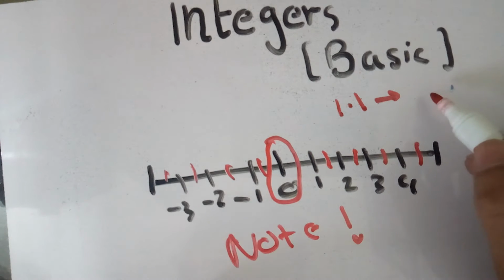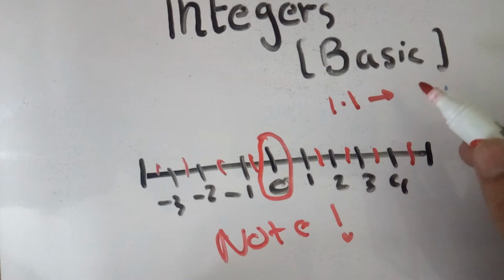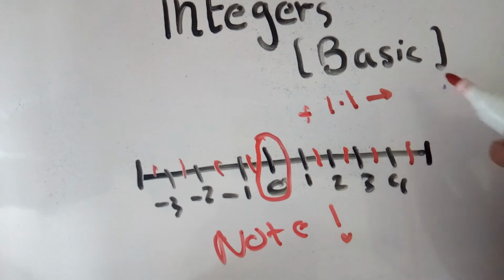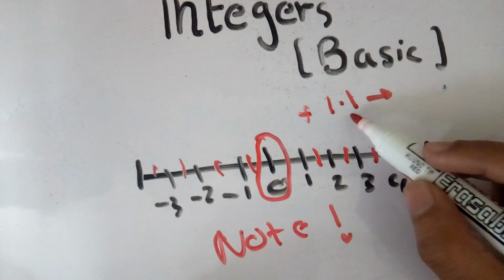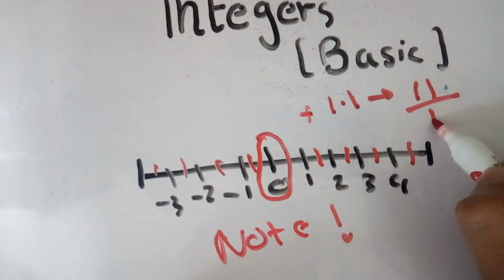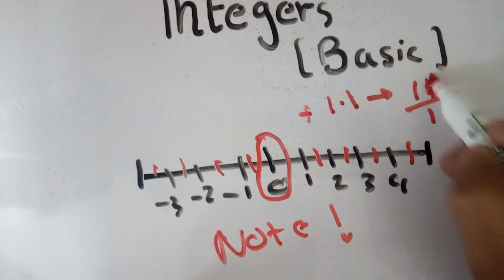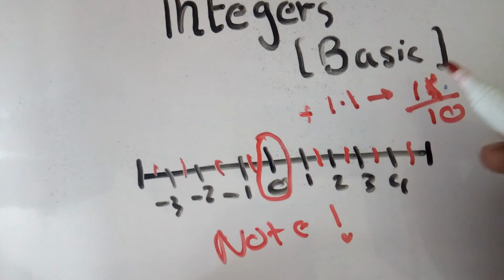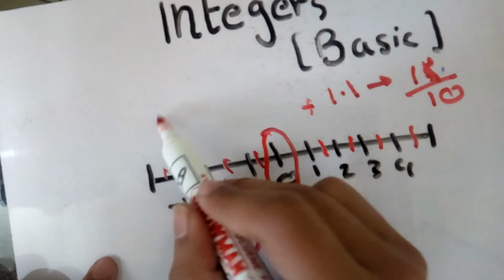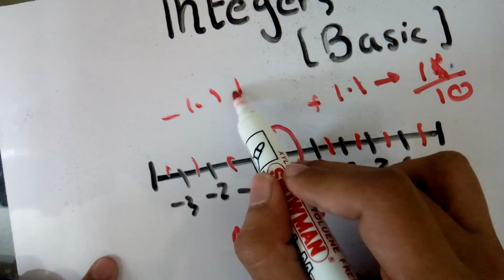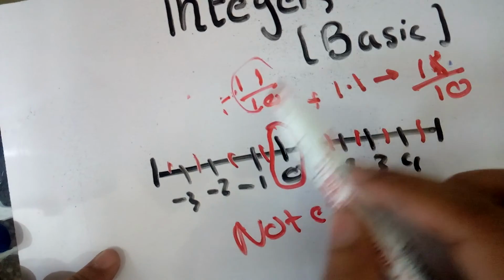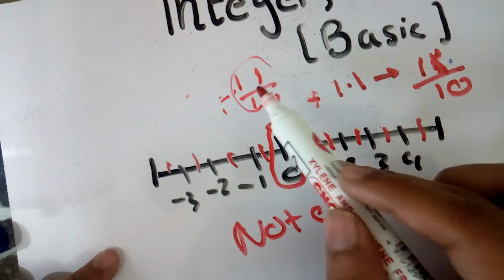That's not a whole number, and the condition I mentioned earlier was that it should be a whole number. Although it has a positive sign, it's still not an integer, because 1.1 can also be written as 11 by 10. So this is a fraction, and fractions can never be integers because integers should be whole numbers. Same with the negative side. I will take -1.1. It can be written as -11 by 10. Once again, it's a fraction, and although it has a negative sign, fractions can never be integers.